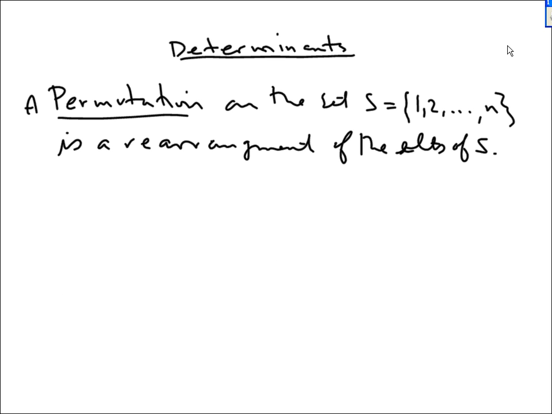And even if you never ever heard the word permutation before, you know what it means to rearrange the letters A, B, C, or rearrange the numbers 1, 2, 3. A permutation is just a rearrangement of some set.